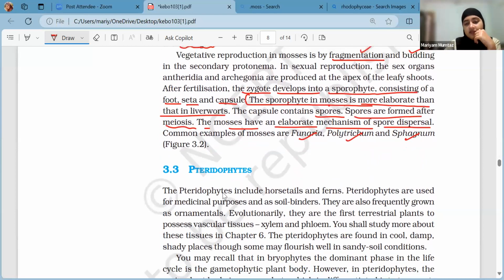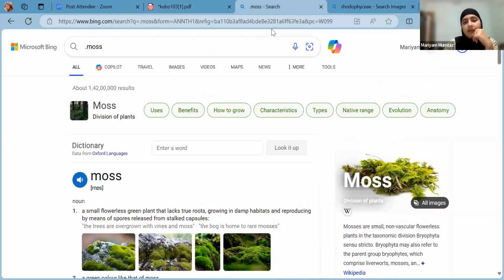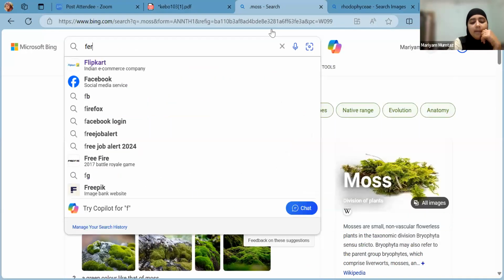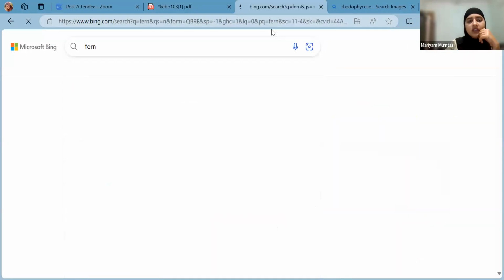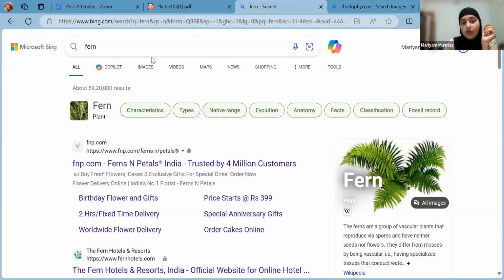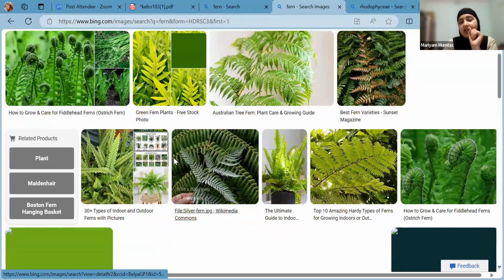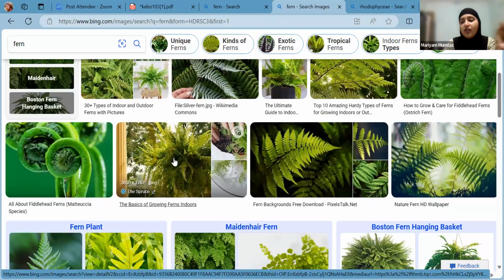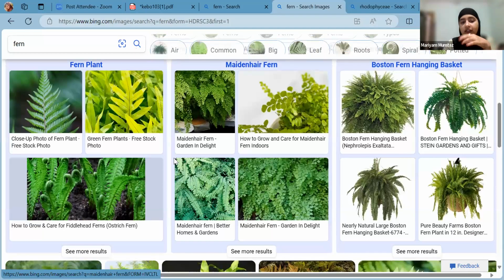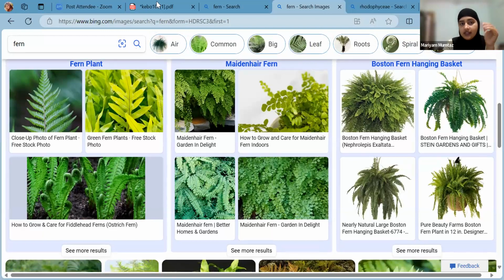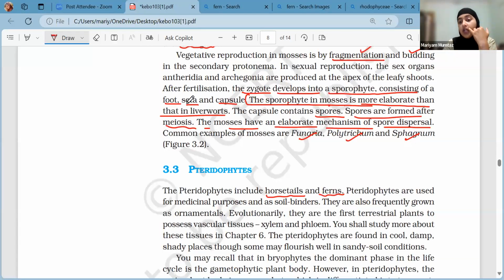Now we have pteridophytes. Pteridophytes include horsetails and ferns. Has everyone seen fern? You might have, right? Because it's the most common kind of plant that we keep at home. See this. Everyone has seen this, isn't it? It is very commonly available, and here in India, it's everywhere. So this is the fern and it's ornamental.